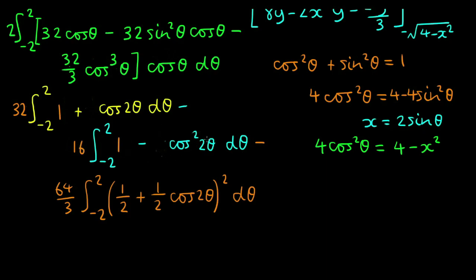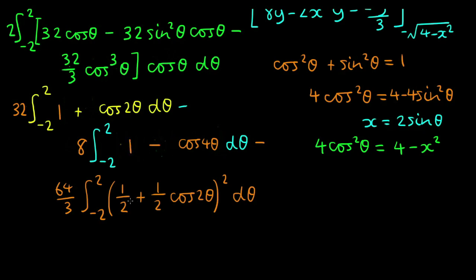And cosine squared 2 theta is a half plus a half cosine 4 theta. And 1 minus a half is a half. And if we factor out a half, we get 8 by 1 minus cosine 4 theta.